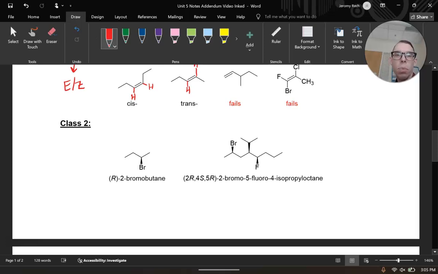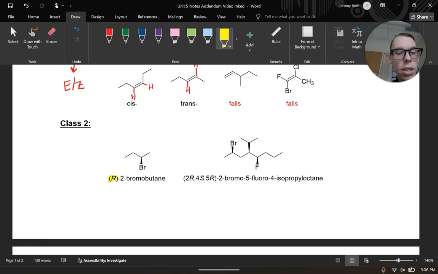You already know and are super confident on how to calculate your R and S configurations. We spent a lot of time in class doing this. You can go through, assign your CIP rules, and then find a handedness, right-handed or left-handed, and get your R and S. Now, to describe your R's and S's within your actual name, that's going to serve as a prefix, and it's going to sit in brackets.